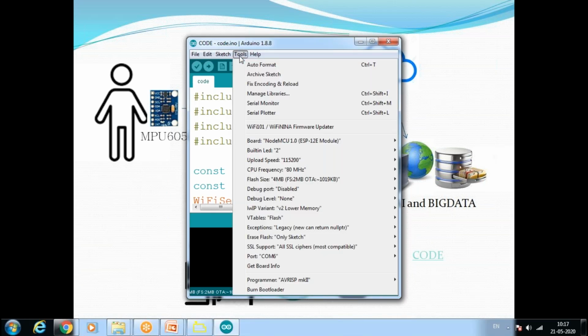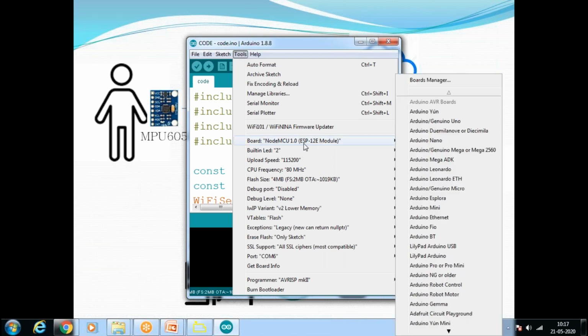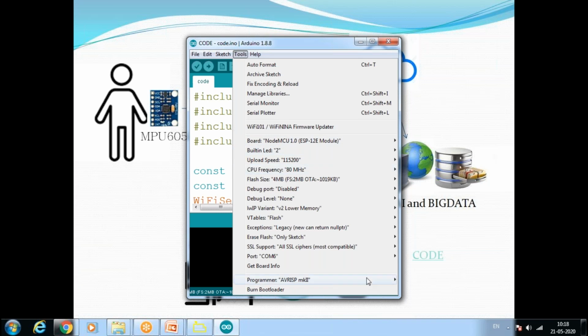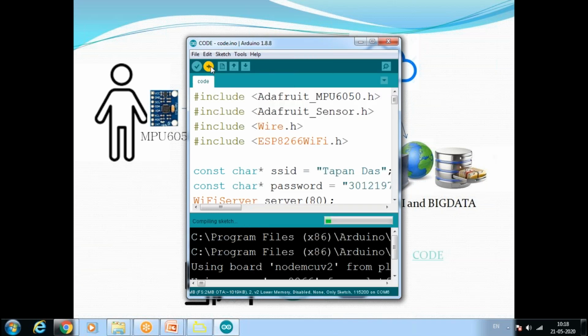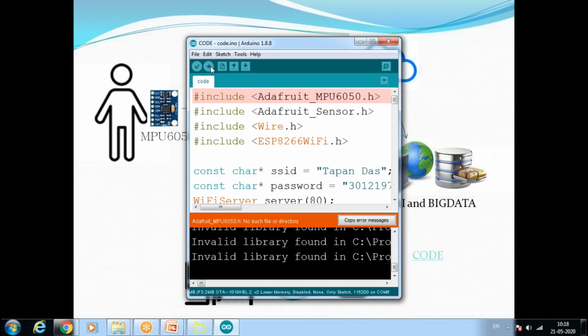When we have to upload, first we have to select the board. My board is already selected. This is the board NodeMCU ESP12E. Then we have to select the serial port. My port is connected to COM6, and then upload. Well, it is saying Adafruit MPU 6050 has no such file or directory.